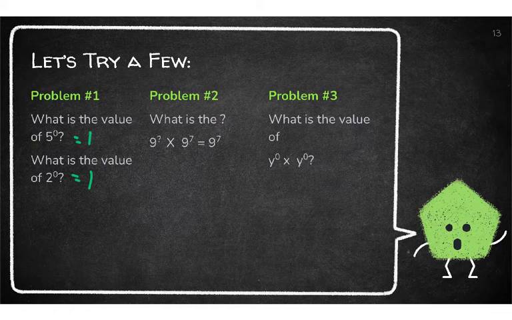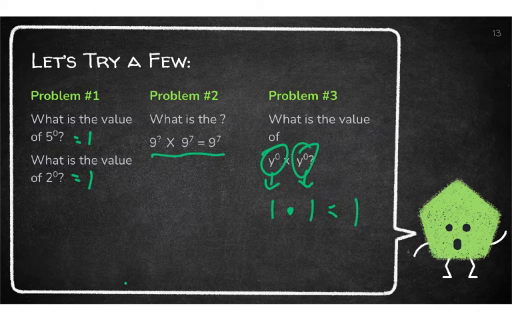Right? It's just 1. Let's go over here. Y to the power of 0. Remember what I said. It's 1. Times y to the power of 0. What is it? 1. What's 1 times 1? 1. Remember what I said. Any number raised to the power of 0. Any letter raised to the power of 0.